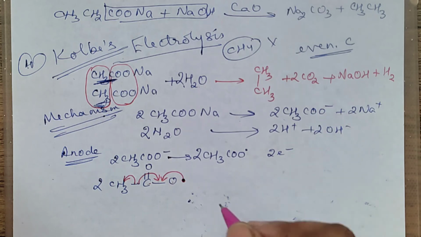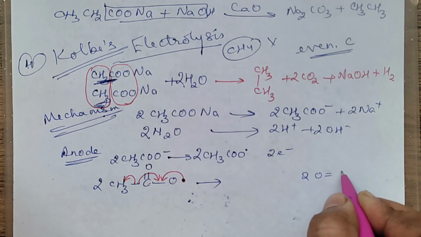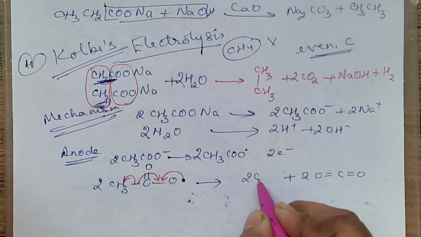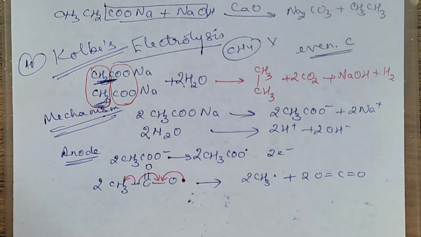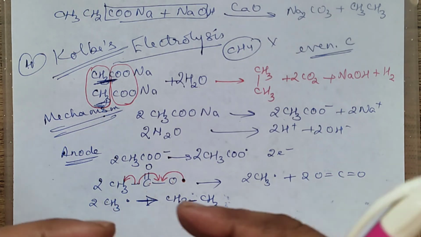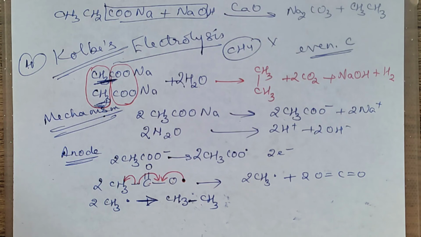Just see now what is formed. When this has gone here, this has gone here, it has formed 2 molecules of carbon dioxide. Apart from that, 2 methyl free radicals are also generated. These 2 methyl free radicals now will combine and result in the formation of ethane. This is the reaction that is taking place at anode.